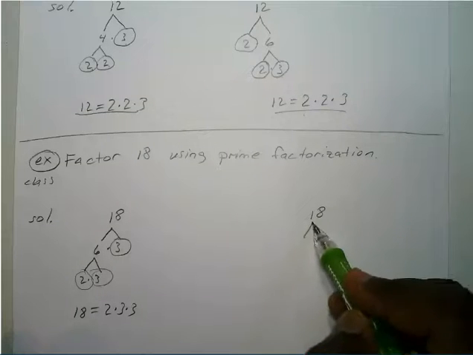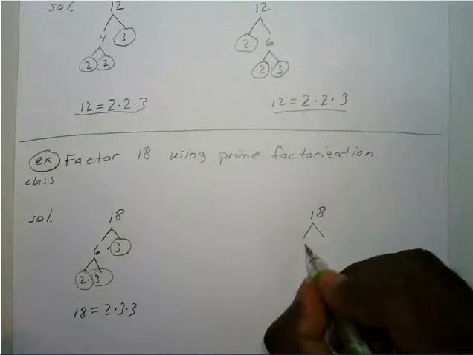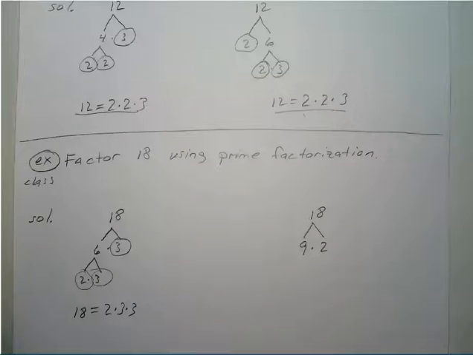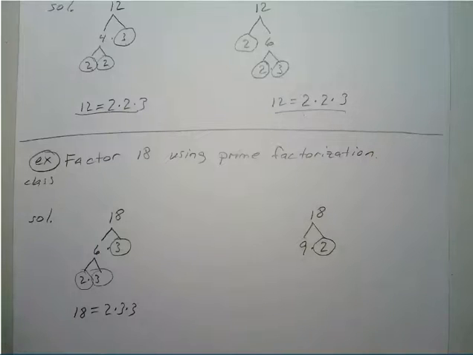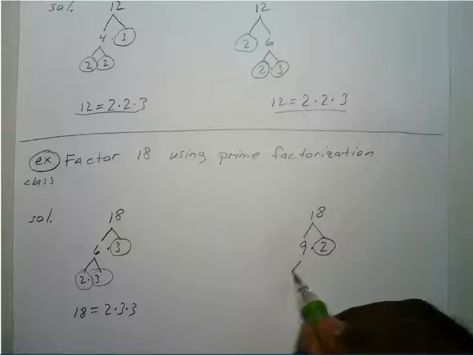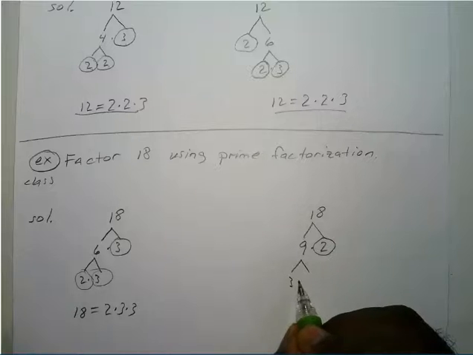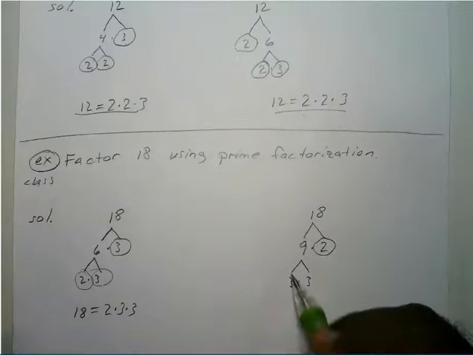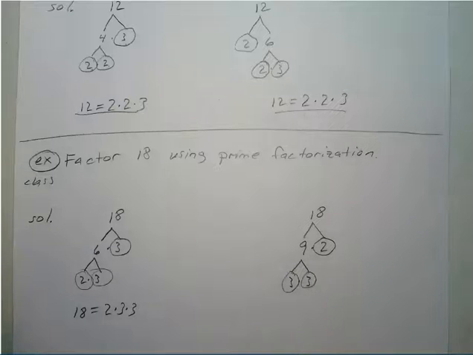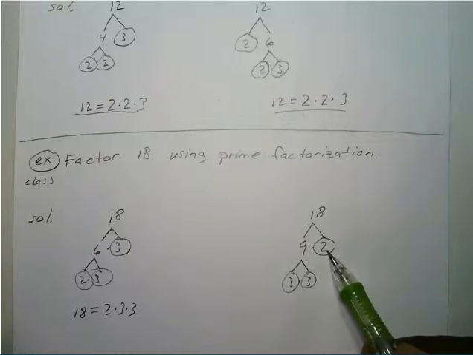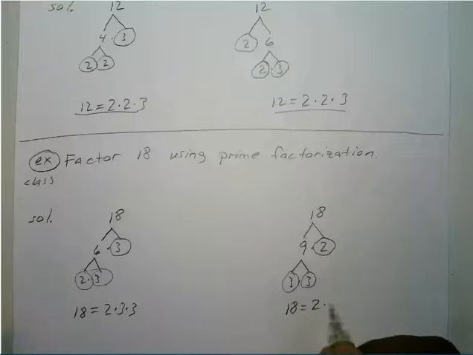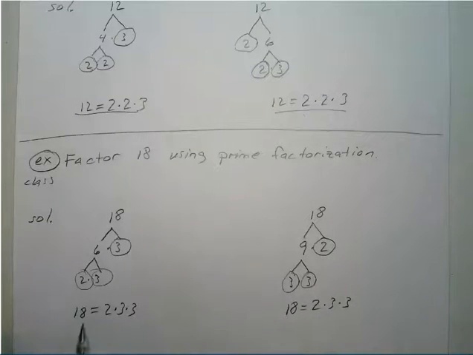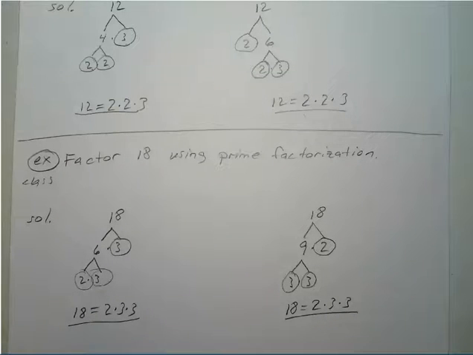Now, what if you decided to, instead of 6 times 3, you go 9 times 2, which is still 18. Same thing. The 2 can't be factored anymore, so that stays the same. And the 9 becomes 3 times 3. And 3 can't be factored anymore, so you go ahead and circle those. So you have 18 equals 2 times 3 times 3. As you see, you end up right at the same place, no matter where you start from.